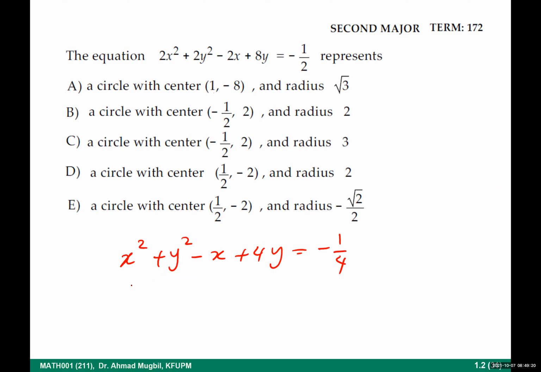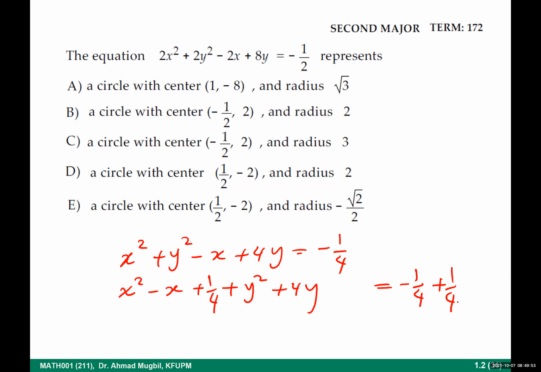Now you will combine the x terms together, then the y terms together. This is grouping. Now you need to complete the square for x. How to complete the square for x? You ask yourself, what is the coefficient of x? Negative 1. What is half of it? Negative half. Square it: 1 over 4. So you will add 1 over 4, ya Muhammad. You will add 1 over 4 to both sides.